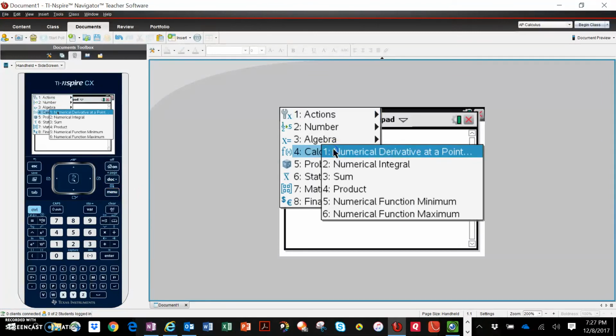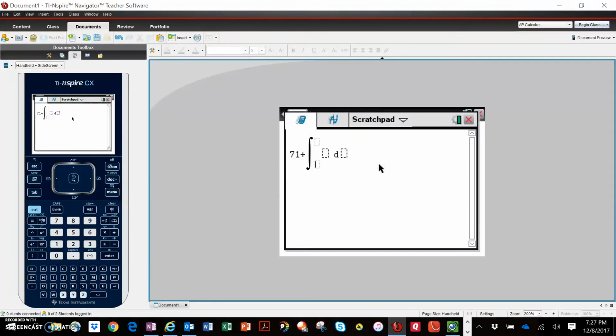It's menu, calculus, numerical integral. I'm going to integrate from 20 to 25. The function name that I'm using is f1. Caps lock, sorry. f1 of x, and I'm integrating with respect to x. And that's going to give me 73.043 as my final answer. 73.043 degrees Fahrenheit. That's your final answer.